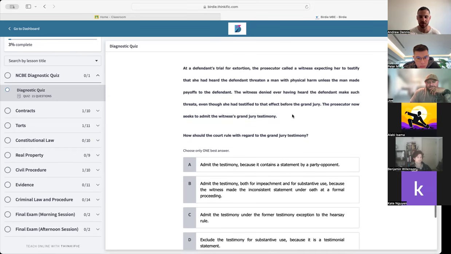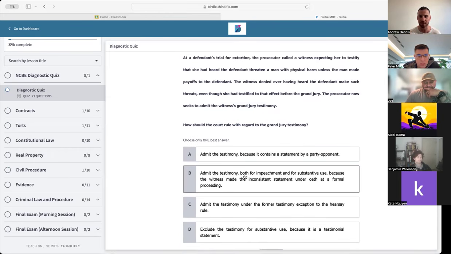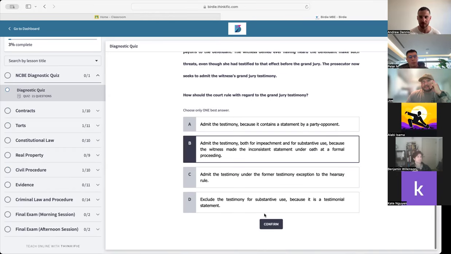Admit the testimony because it contains a statement by a party opponent. Admit the testimony both for impeachment and substantive use because the witness made the inconsistent statement under oath at a formal proceeding. Admit the testimony under the former testimony exception to the hearsay rule. Exclude the testimony for substantive use because it's a testimonial statement. So here, like I said, we're going to allow for both impeachment and substantive use because there's a prior inconsistent statement made under oath. If it's not made under oath, it can only come in for impeachment purposes. If it's made under oath, then it can come in substantively as well.